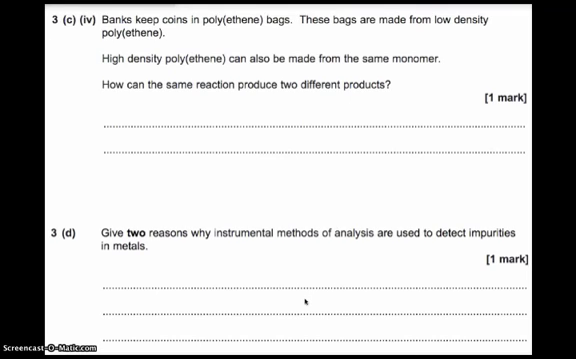While we're on this question here, it's worth just pointing out another couple of things. So this is the difference between high density polyethylene and low density polyethylene. Now it says here they're made from the same monomers. So in C1 we talked about the monomers making polymers. Here we're talking about how polymers can be different once they've been made. It says how can the same reaction produce two different products?